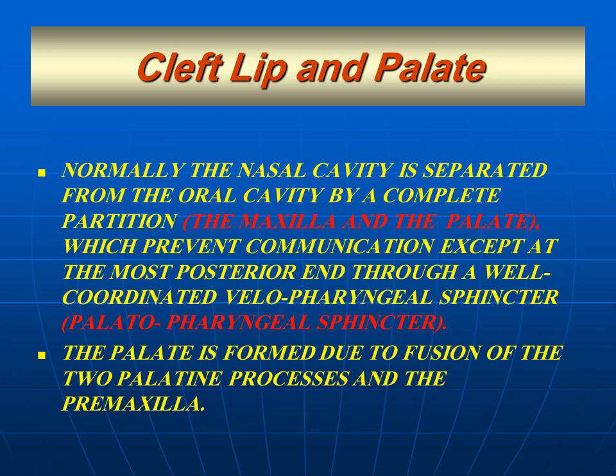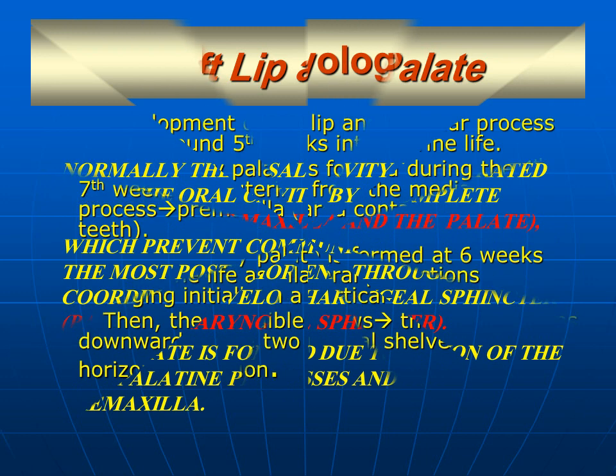Velo is coming from the word velum. Velum denotes soft palate. So we call it velopharyngeal sphincter or palatopharyngeal sphincter. This sphincter is responsible for either totally separating the oral cavity from the nasal cavity, or the presence of a small communication between the oral cavity and the nasal cavity according to the need. The palate is formed due to the fusion of the two palatine processes and the premaxilla.